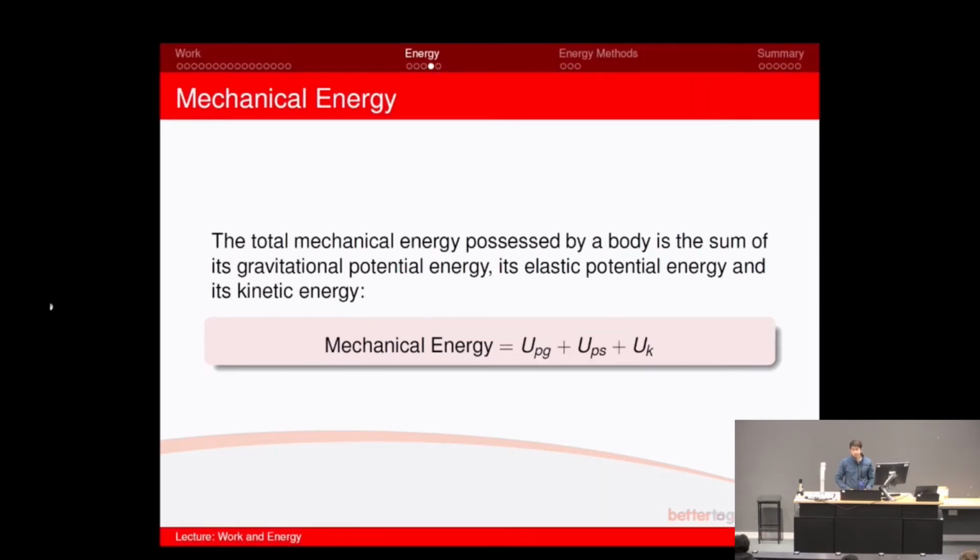All right, and then mechanical energy is basically just the summation of all those three. So the total mechanical energy of a system or of a particle is its gravitational potential energy plus its elastic potential energy plus its kinetic energy.